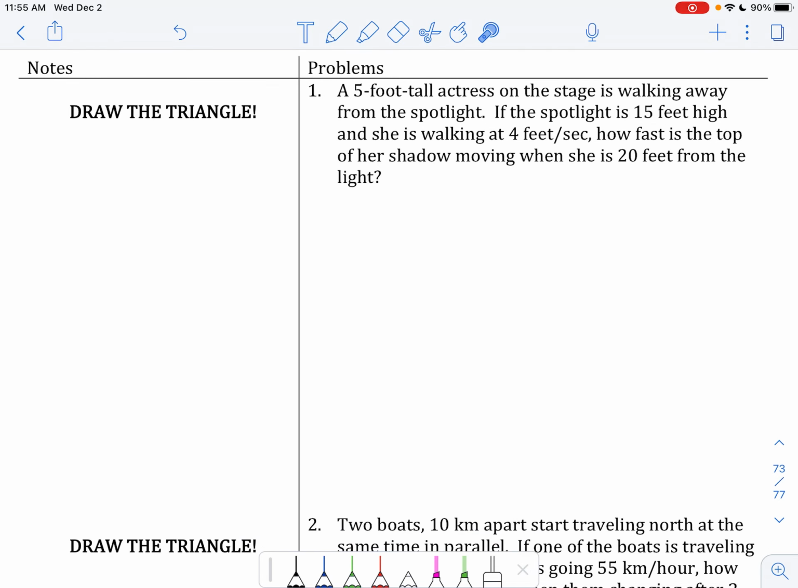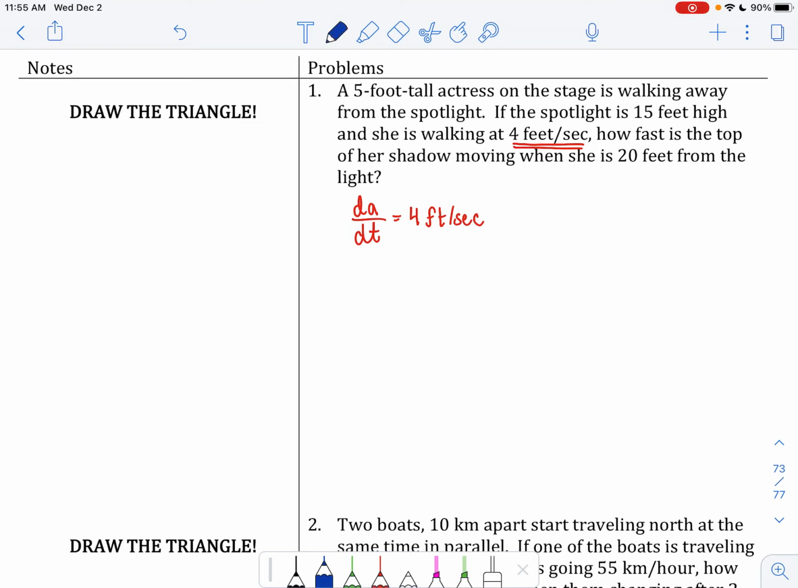So in number 1, it says a 5-foot tall actress on the stage is walking away from the spotlight. If the spotlight is 15 feet high and she is walking at 4 feet per second, how fast is the top of her shadow moving when she's 20 feet away from the light? So what this tells us here is we know it's a related rate problem because we see a rate. So I would say that the actress's rate, so I'm going to just say A stands for actress, is 4 feet per second. And that's how we tell it's a related rates problem.